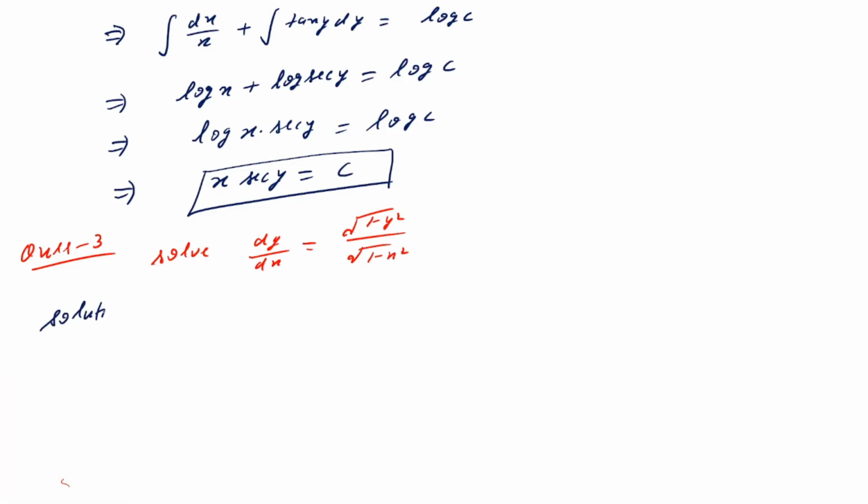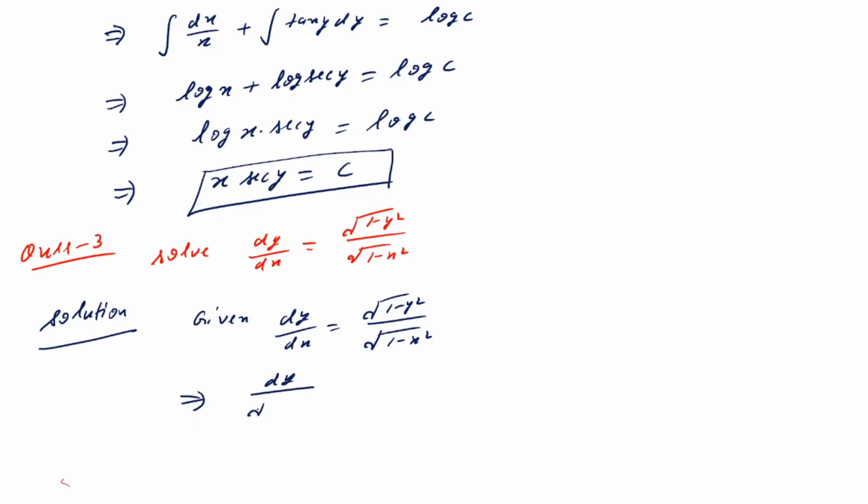Solution. Given dy upon dx equals under root 1 minus y square upon under root 1 minus x square. Again we have to separate the variables. Then what happened? You have dy in the denominator. Just consider dy upon under root 1 minus y square is equal to dx upon under root 1 minus x square.